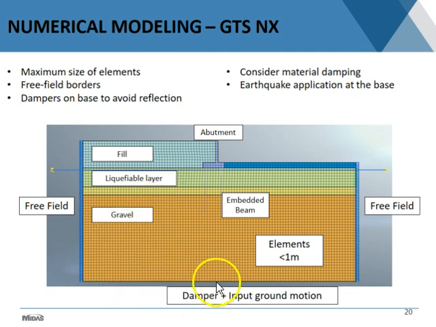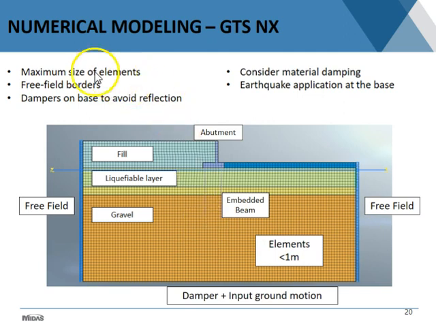At the bottom you have dampers to avoid the reflection of the waves, and also at the bottom is where you put the input ground motion, which was selected based on rock ground motions nearby. It was also modified, really de-amplified, so that what happens in the free field more or less reached 0.4 G. In the vertical ends of the model, we used free field conditions coming from Midas.